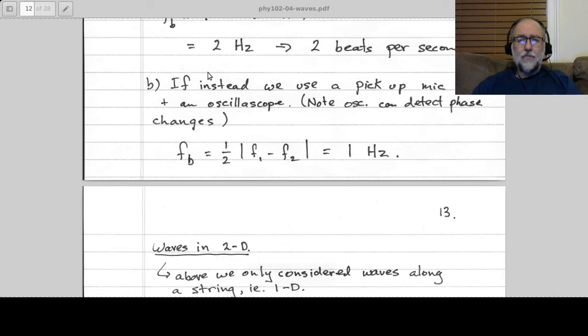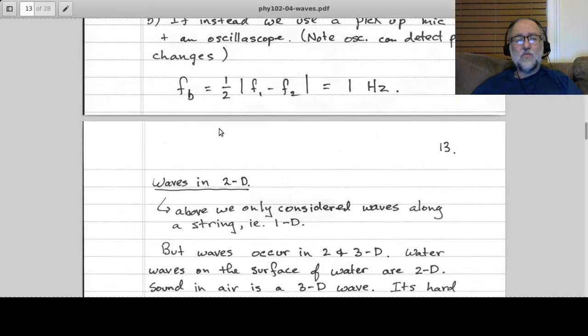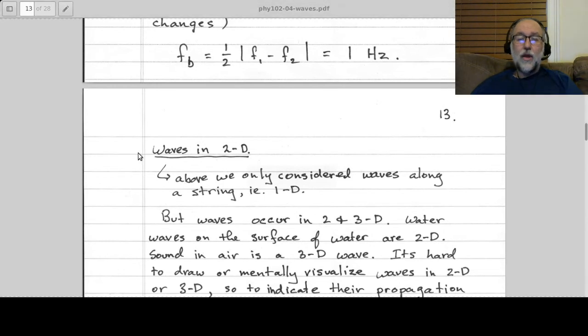Okay, all right. So there's the story with beats. All right. Let's move on to waves in 2 and 3D. So implicitly, talking about a wave on a string, we were talking about waves along a one-dimensional medium, a string. Okay, the wave just simply can travel down the string at some length down the string. It can't go off of the string, and so it's constrained to a one-dimensional object.